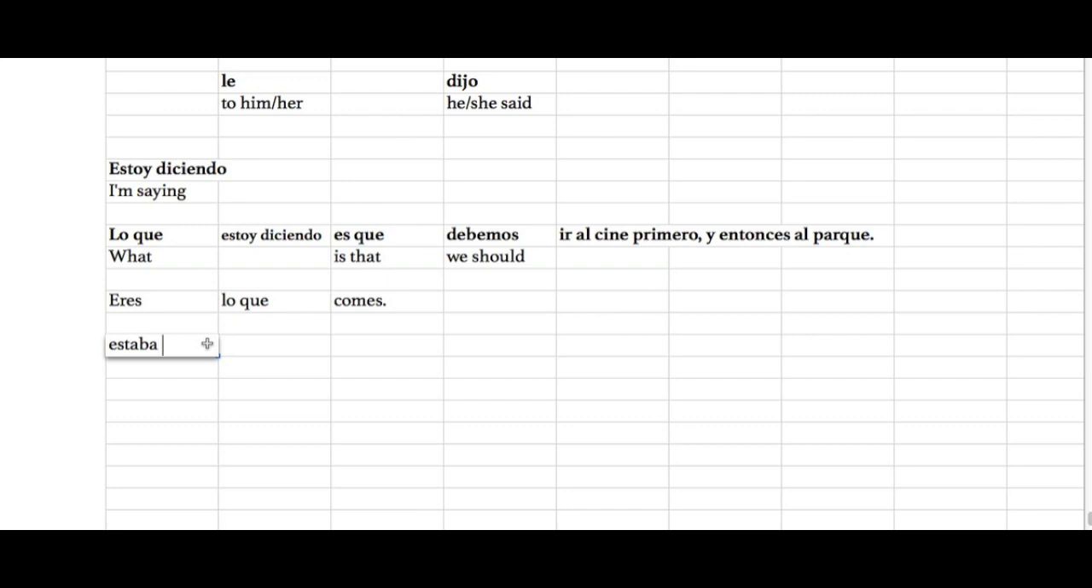One more random thing. Estaba diciendo means I was saying. Right? So how would you say what I was saying is that? Take a second and write this down. So what I was trying to say, what I was saying is that, lo que estaba diciendo es que.